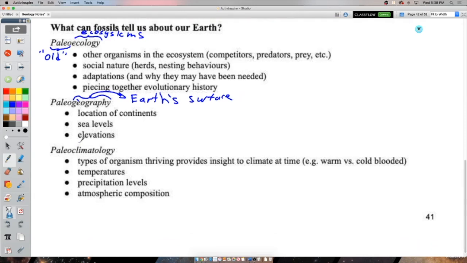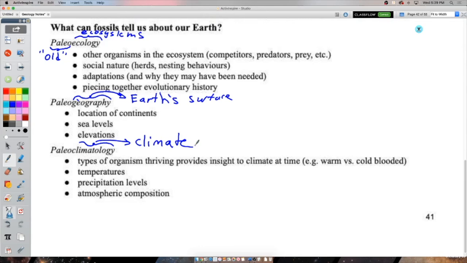So again, paleo means old. Climatology means climate. So again, the type of organism thriving tells us about the climate at the time. So okay, there are advantages to being cold-blooded and advantages to being warm-blooded. Cold-blooded organisms do really well when it's hot because they don't need to expend energy heating themselves up. However, they do very poorly when it's cold because they can't heat themselves up if they need to, so they die out, right?